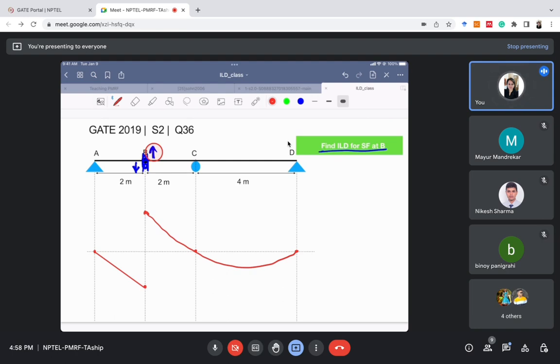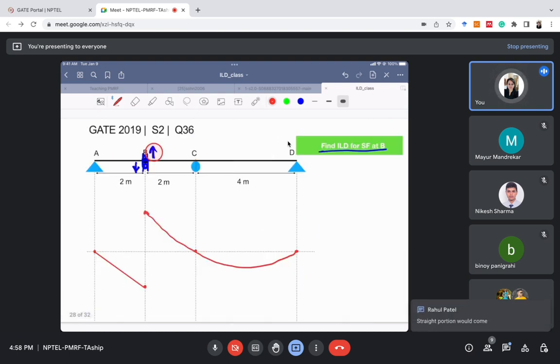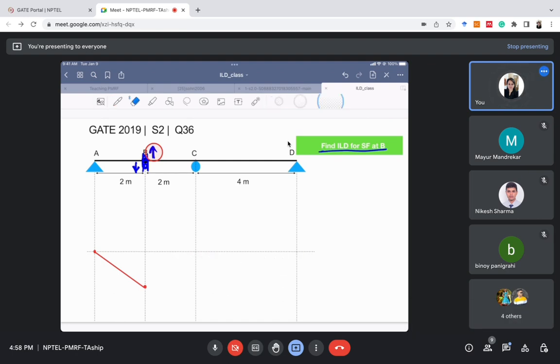Can you see the pattern in 2017 as well as in 2019? They are checking this thing. They are checking whether you know that for a statically determinate beam, a curved part cannot exist. So the ILD does not exist for this part simply. Now let's join all the other things. This is the only thing they can ask here. So if you just remember this, the curved part will not exist.